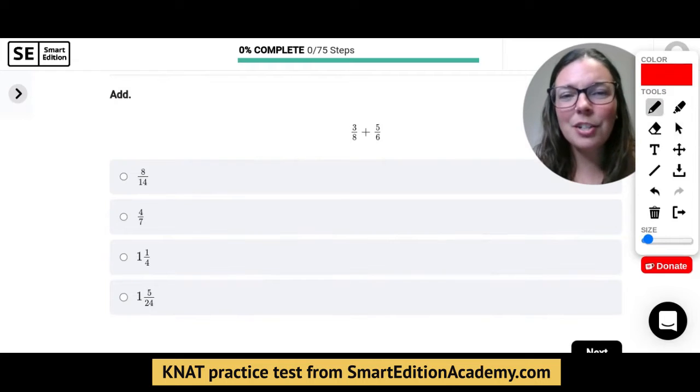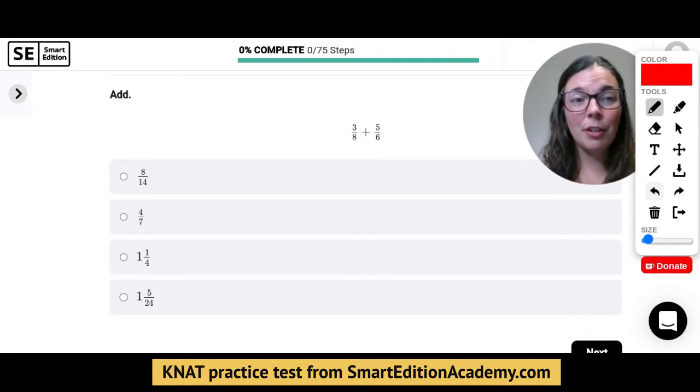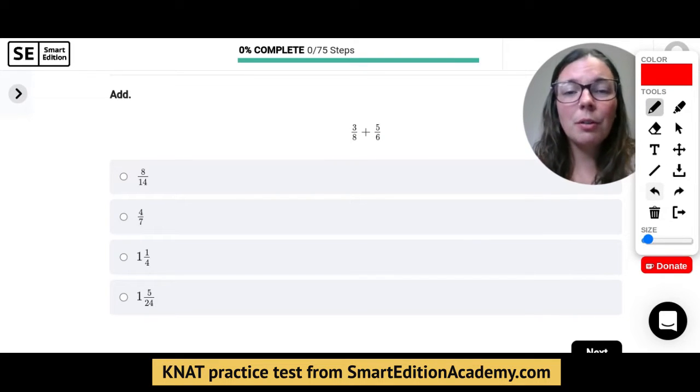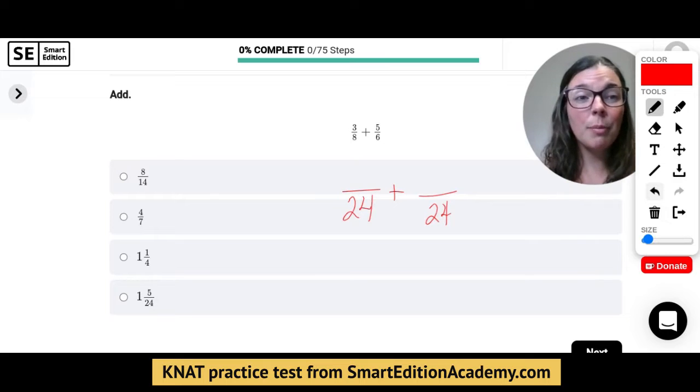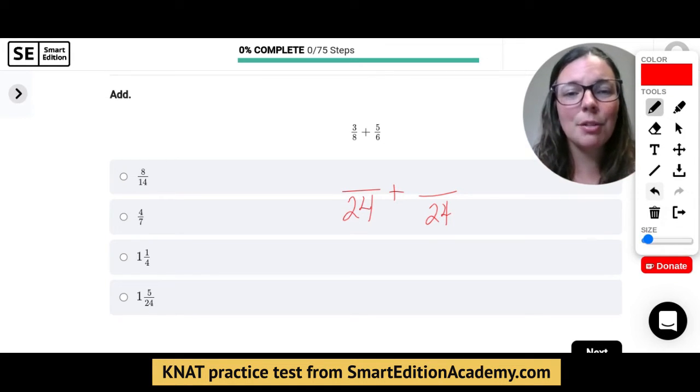Okay, let's add some fractions. 3/8 plus 5/6. Whenever we add fractions, we need to have a common denominator. So I see 8 and 6. One thing you can always do is multiply the denominators. So we can do 8 times 6, which is 48. I also know that these share a different multiple, though. I know that 8 times 3 is 24, and 6 times 4 is 24. So I'm going to choose 24, but if you chose 48, you would just have to do a little more simplifying, and you should get to the same answer.